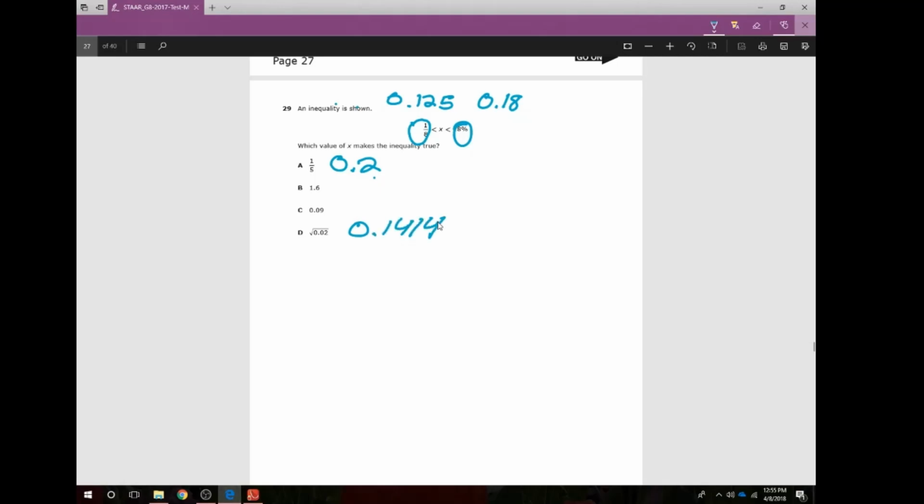What I'm trying to do is find which of these numbers is between 0.125 and 0.18. So let's go through each answer choice. 0.2 is bigger than 0.18, so it's not between them. 1.6 is bigger than 0.18, so it's not between them. 0.09 is less than 0.125, so it's not between them. So that leaves us with D as our answer.